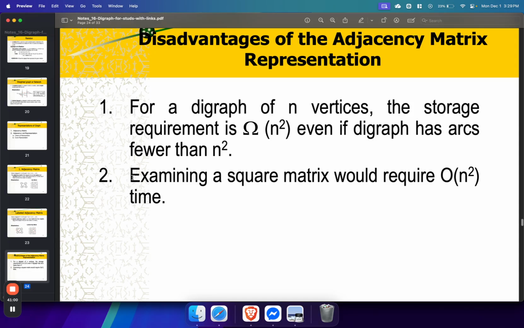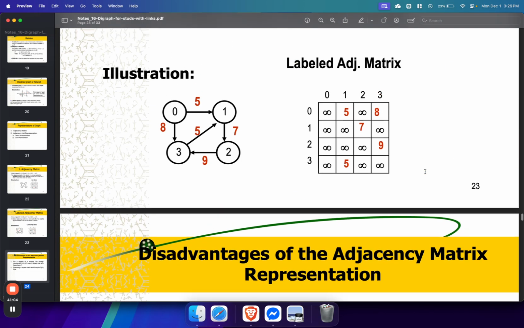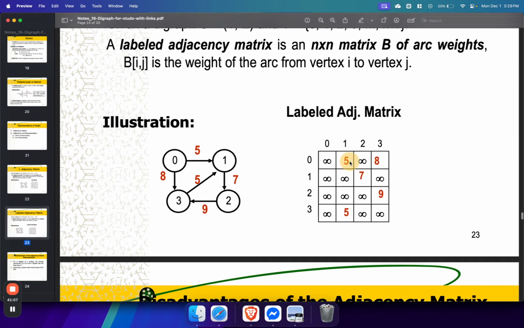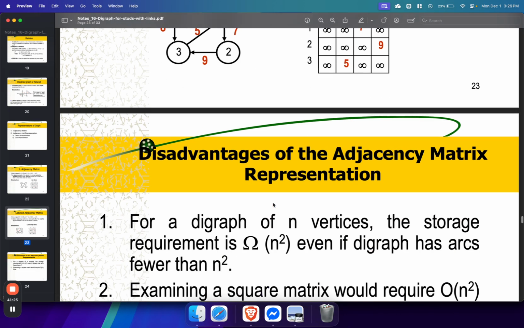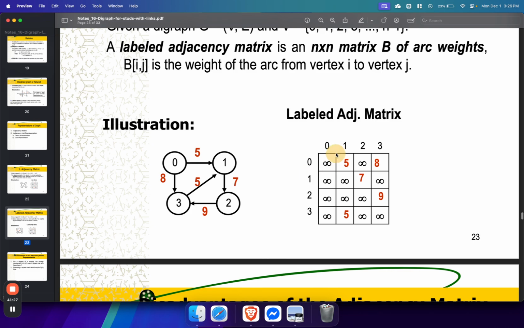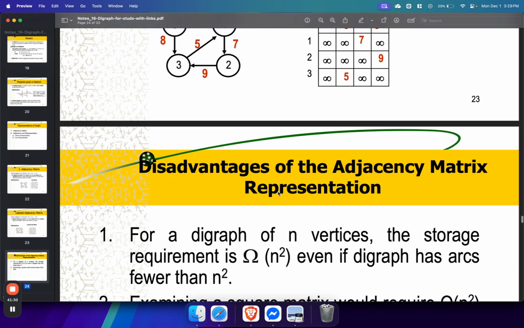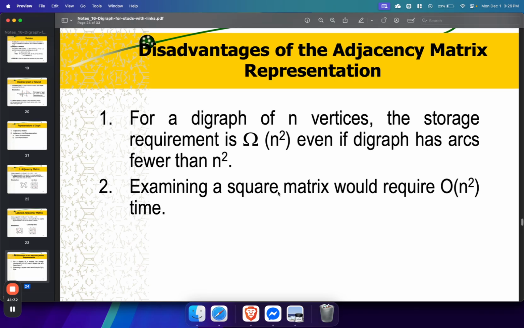And then examining a square matrix would require O of n squared time. Meaning, if you wanted to check each of the elements to see if there are arcs going from a specific vertex to another vertex, you would need to go through each of the vertices to see the relationship between different vertices and the values of their arcs. So, medyo slow siya.